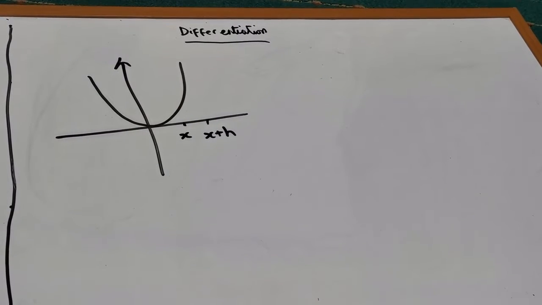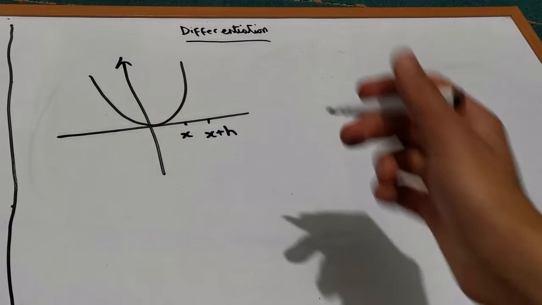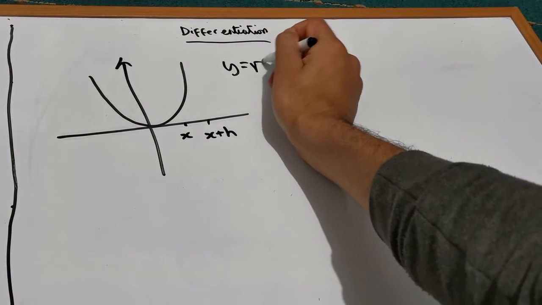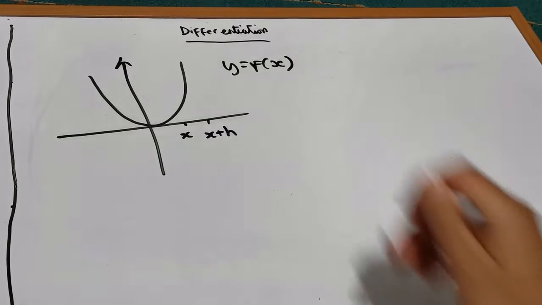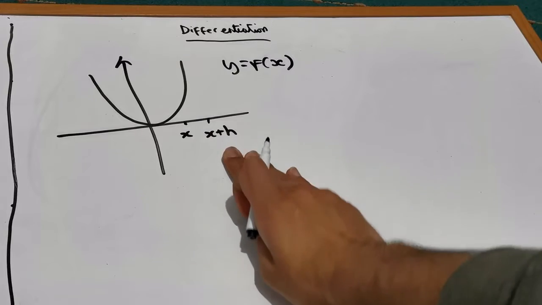Hi guys, today we'll be going over differentiation, and differentiation is a way in which you can find the exact gradient of a curve at a given point. So say you have a curve called y is equal to f of x, and you have two coordinates on the x-axis, x and x plus h, where h is just a very small number.